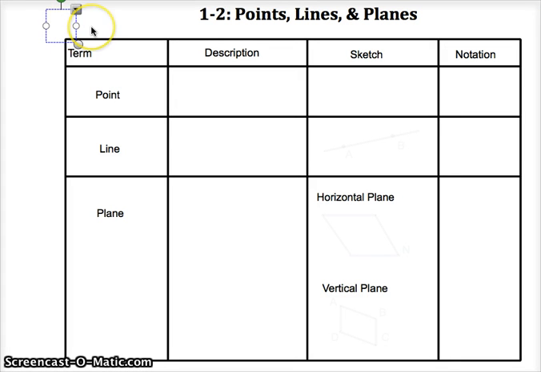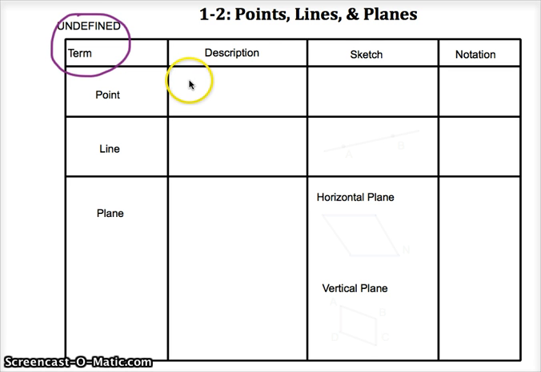Tonight's screencast is going to go over some basic vocabulary necessary for geometry. And we are going to start by going over what your book describes as being undefined terms. Point, line, and plane. These three words are undefined because there's no formal definition.